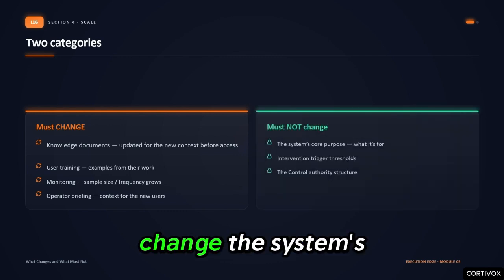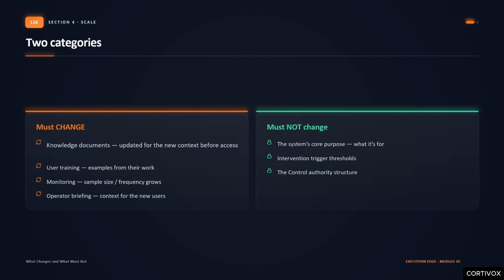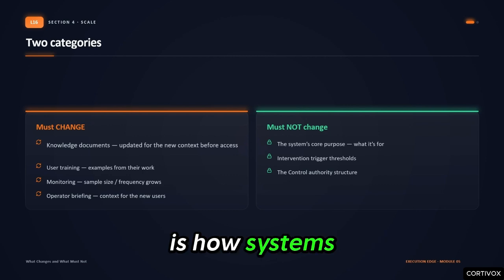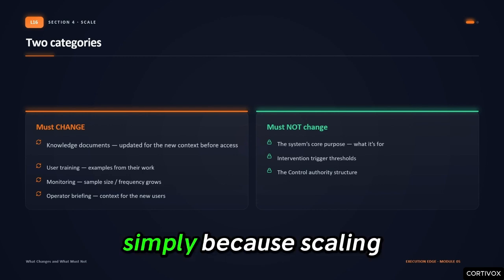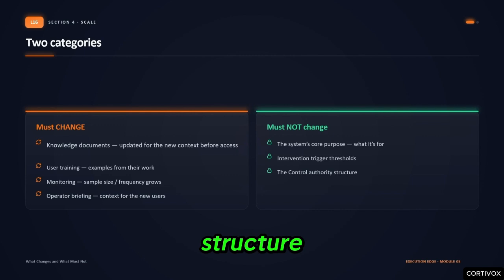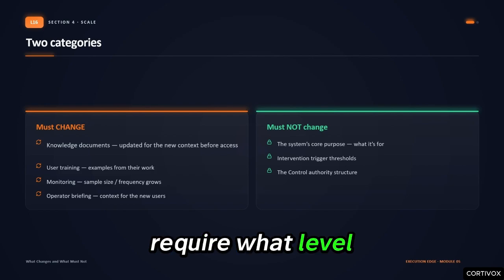What must not change? The system's core purpose. The fundamental design, what the system is for and what it is not for. Changing scope to accommodate new users without governance approval is how systems drift from their intended purpose. The intervention trigger thresholds. These were set based on what is acceptable for this system. They should not be relaxed simply because scaling creates more outputs. The control authority structure. Who has authority to change the system? And what changes require what level of approval?